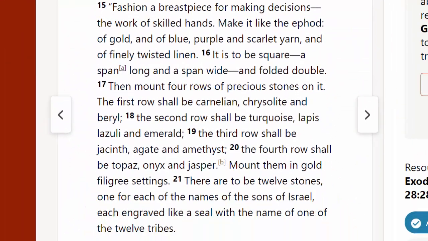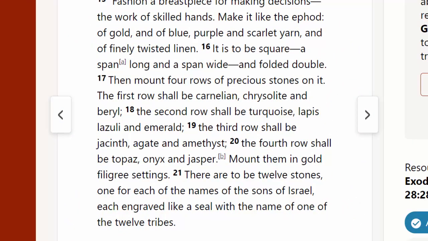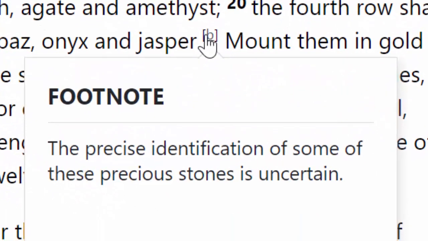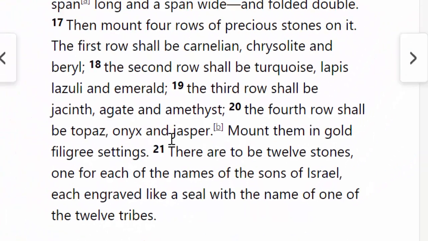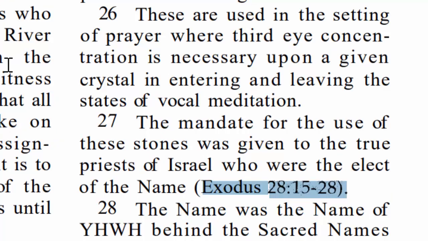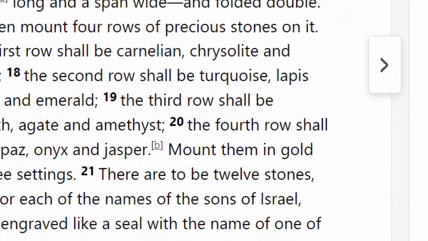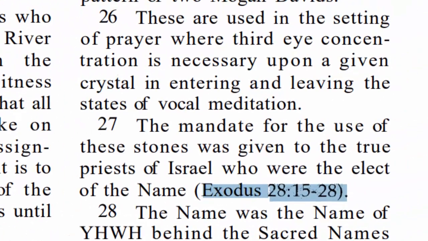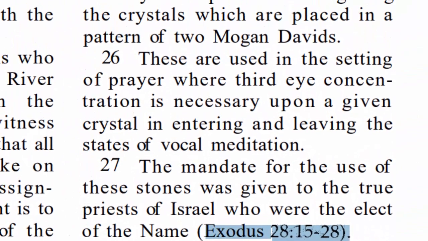This is talking about the breastplate and all of the crystals in the breastplate. There's your jasper. There's a footnote beside it. See footnote B. Ha! Why are you going to put that beside the jasper? Well, because it could have said quartz. The Urim and the Thummim would have been these crystals over here in the breastplate. But there's a lot more to it than that, so let's keep going.